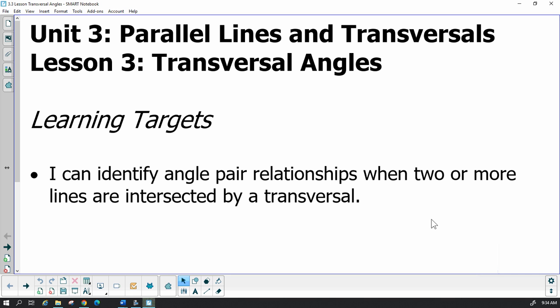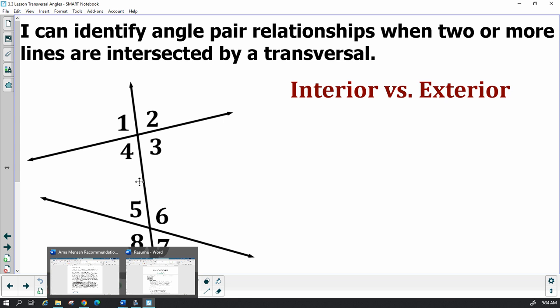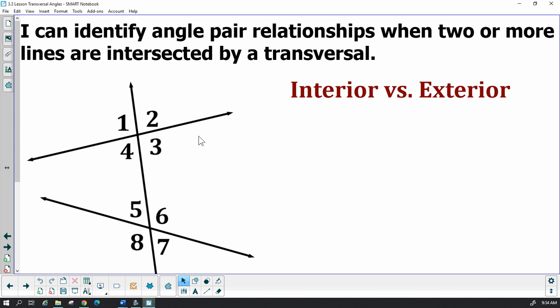Hey all, today we are going to talk about some new angle pairs, and these angle pairs are formed by a special scenario where we have a special way lines intersect. And so here, the first thing we're going to talk about is what a transversal is. A transversal is any line that crosses two or more lines.